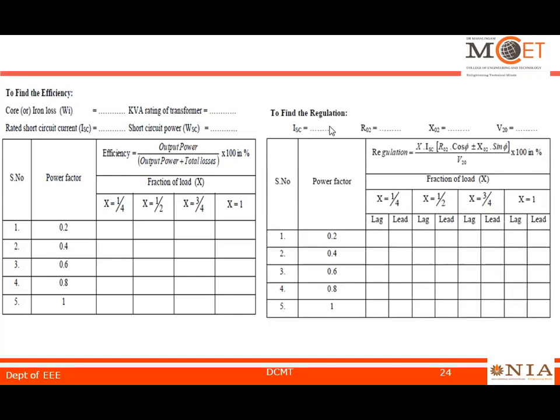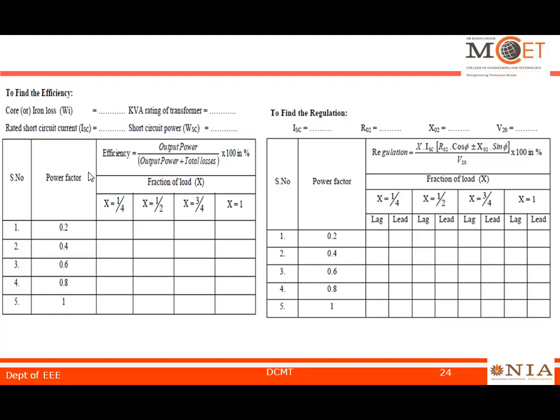Same thing for your regulation also. We are going to assume the values 0.2, 0.4, 0.6, 0.8 and 1. This is your percentage of load: X is equal to 1 by 4, X is equal to 1 by 2, X is equal to 3 by 4, X is equal to 1. So substitute these values, 1 by 4, for lagging and leading. Based upon whether it is lagging or leading, you can change the sign. Substitute this. This is how we are going to find the efficiency and regulation of a transformer.